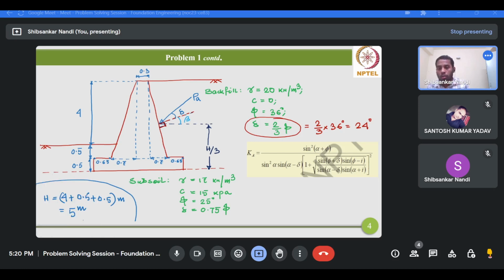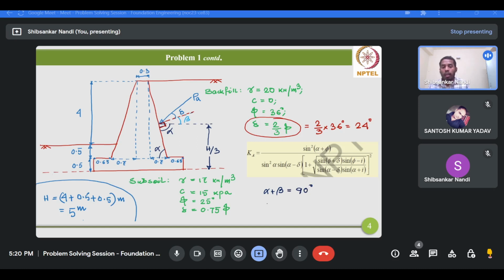So we know the inclination of the back face. Suppose this is your alpha. Now if we know the inclination of this back face as alpha, so this value will also be alpha. And again this alpha plus beta as a whole will give you 90 degree. So alpha plus beta will be 90 degree.